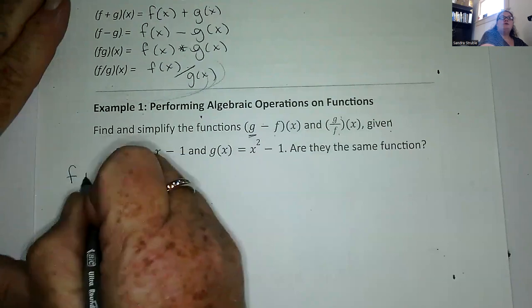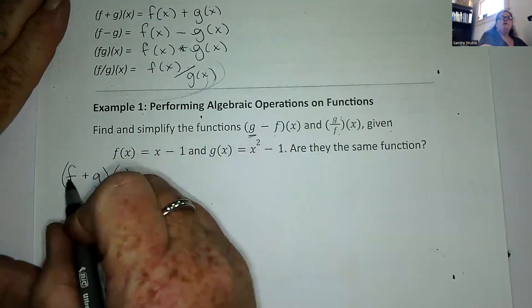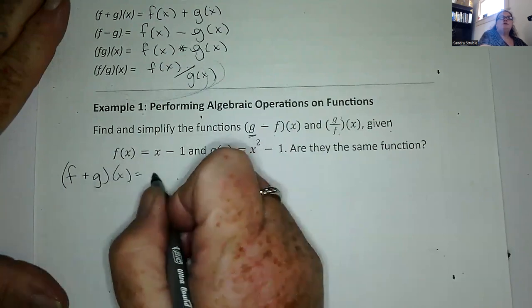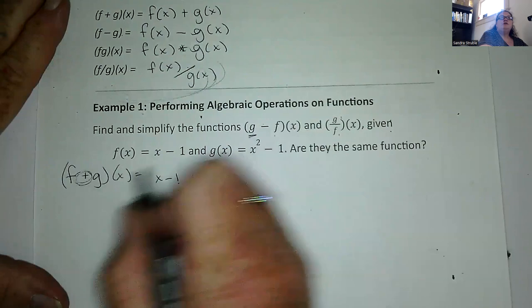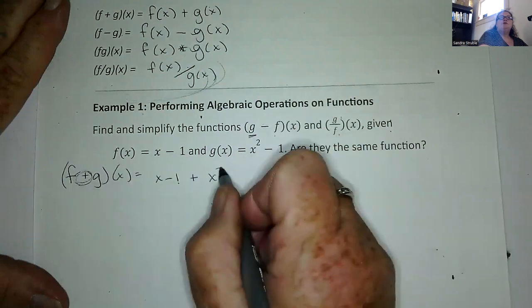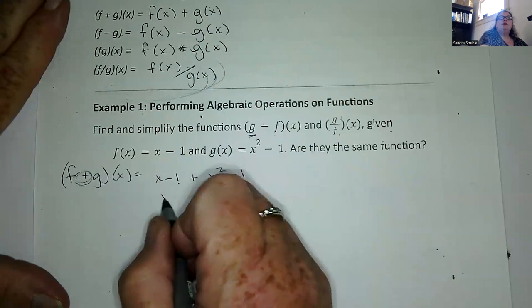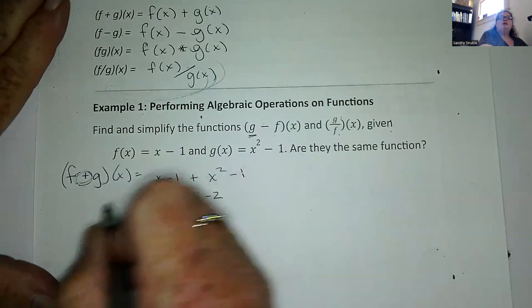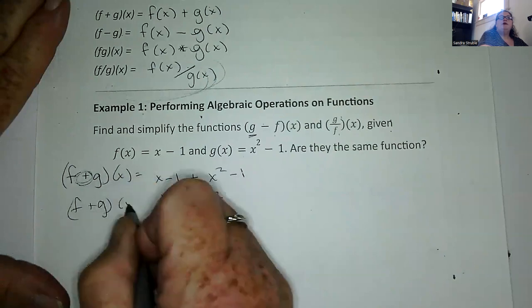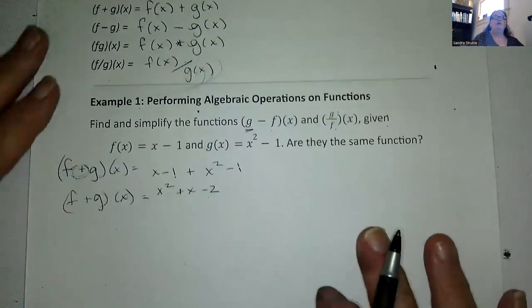So f plus g of x is what I'm going to do. I'm going to take the function f of x, which is x minus 1, and add the function g of x, which is x squared minus 1. When I clean this up, we've got x squared plus x minus 2. That is what f plus g of x is. I'm not factoring it because I'm not solving for anything. I'm just combining the two functions, f and g.